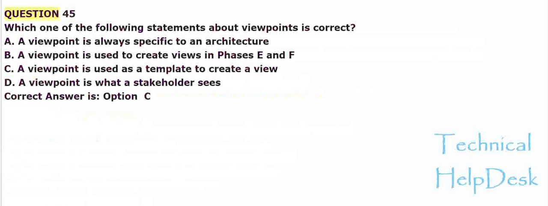Question 45. Which one of the following statements about viewpoints is correct? A. A viewpoint is always specific to an architecture. B. A viewpoint is used to create views in phases E and F. C. A viewpoint is used as a template to create a view. D. A viewpoint is what a stakeholder sees. Correct answer is option C.